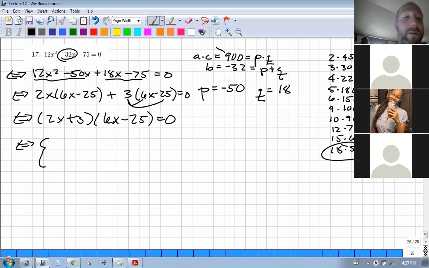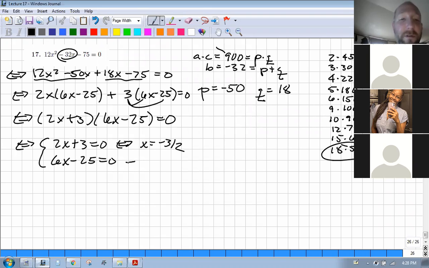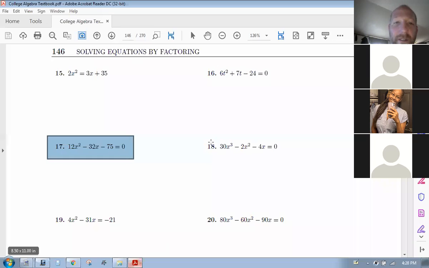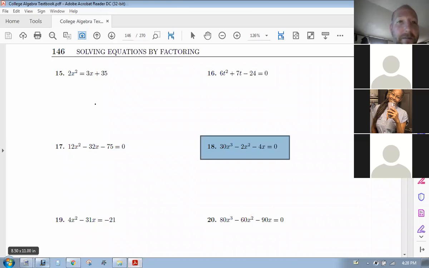So either 2x plus 3 is 0 or 6x minus 25 is 0. So either x is negative 3/2 or x is 25/6. And there's our solutions. So 17, let's look at 18.